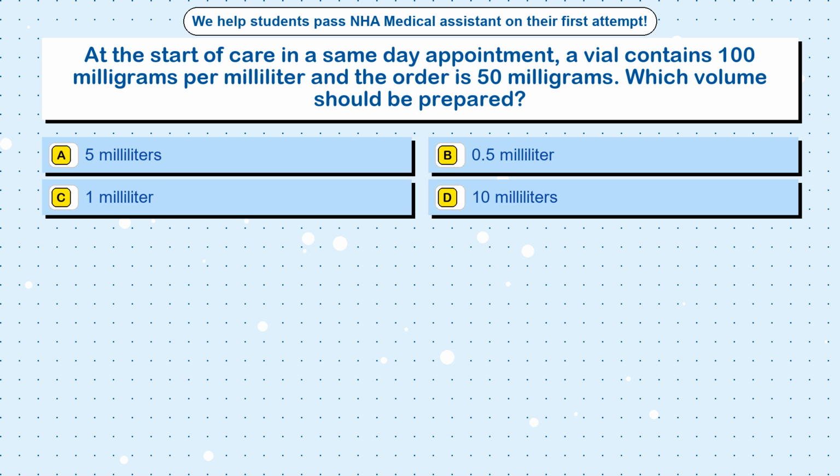Question 13. Which action protects privacy when preparing an older adult patient for an examination? Option A, ask another patient to assist. Option B, provide a drape and close the door. Option C, discuss the visit loudly in the hallway. Option D, leave the door open for convenience.